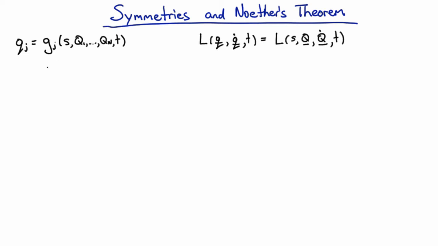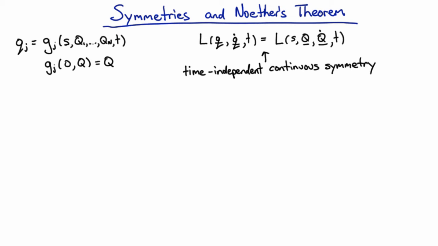So we usually work with situations where, when the parameter is 0, then the transformation is just the identity. So s equals 0, when the parameters are 0, we're making no change, but then as we make those parameters non-zero, we might be making some change, and whatever change we make does not change the Lagrangian. And this is called a time-independent continuous symmetry.